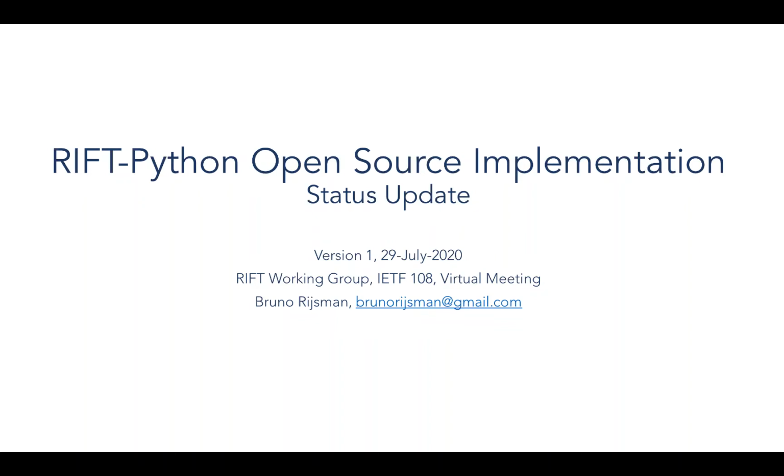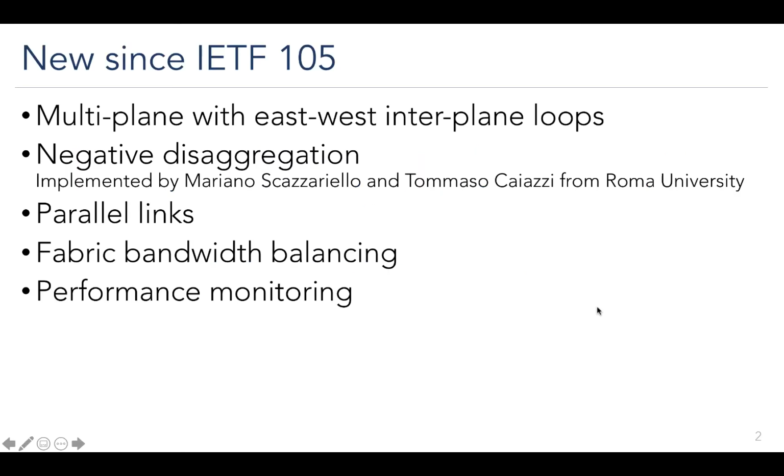My name is Bruno Reisman, and I'd like to give an update on Rift Python, which is the open source implementation of Rift. Since the IETF 105, which is when I gave my most recent presentation, we've added the following features to Rift Python. Number 1, negative disaggregation, which is needed to deal with certain failure scenarios in multiplane topologies. That feature was actually implemented by Mariano and Tommaso from Roma University.